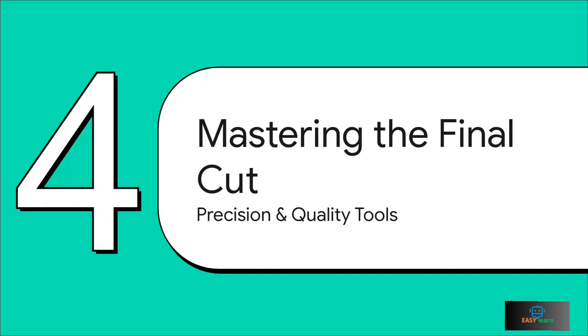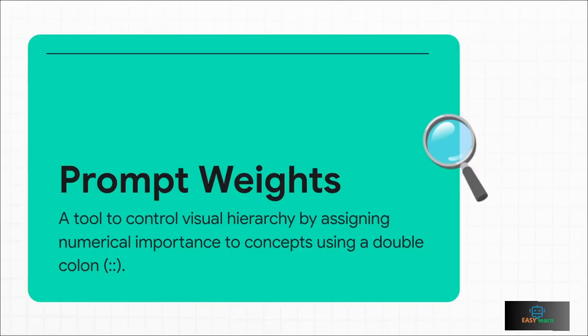All right, next up is the final cut. We're heading into the virtual edit bay where a director uses precision tools to control exactly what the audience focuses on and, of course, to clean up any little flaws. So by default, an AI might treat every single word in your prompt with about the same level of importance. Prompt weights let you fix that. By using a simple double colon and then a number, you can tell the AI exactly what should dominate the frame. You get to be the one who controls the visual hierarchy.